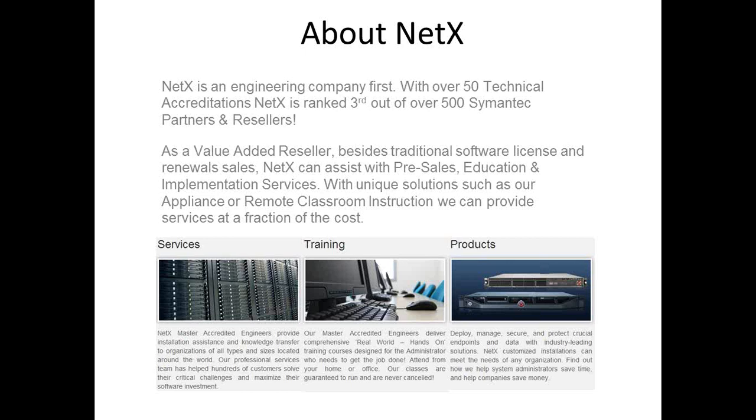We are a value-added reseller of Symantec products, so we do offer the traditional reseller activities such as selling software and renewals. But really our strength comes in by partnering with our customers, providing them pre-sales, education, and implementation and design services. We offer unique solutions around appliances. We offer unique solutions around classroom instruction models such as remote classroom instruction. And we do all of this at a fraction of the cost compared to some of our competitors.